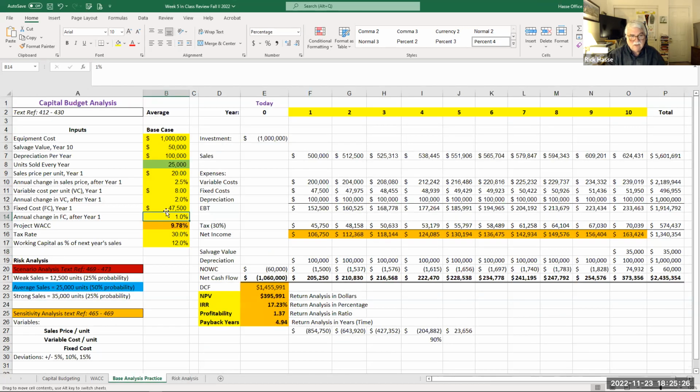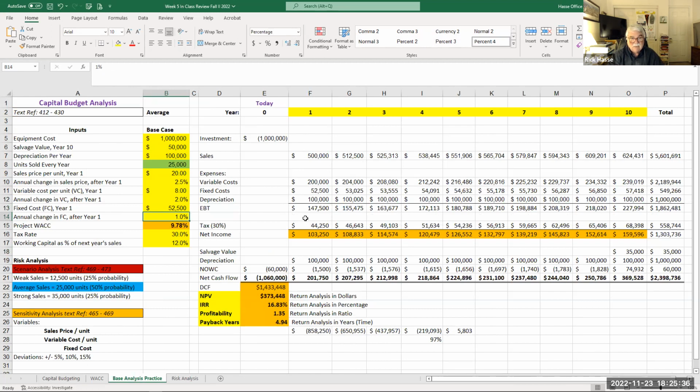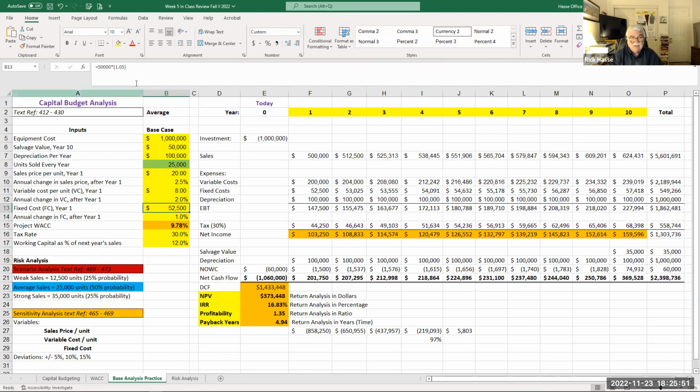Now let's go to a 5% increase in our fixed cost. 1.05, and now we're going to start losing some money. That's 373,448. There we go. A 10% increase in fixed costs. Notice we're not changing any other variables. That's why it's called a sensitivity analysis. We're just changing one variable at a time. 362,176.